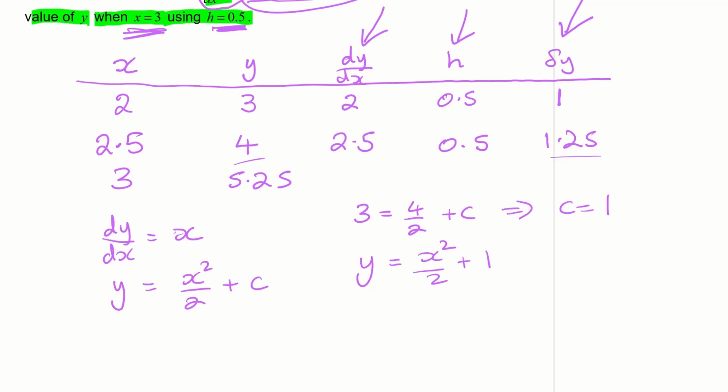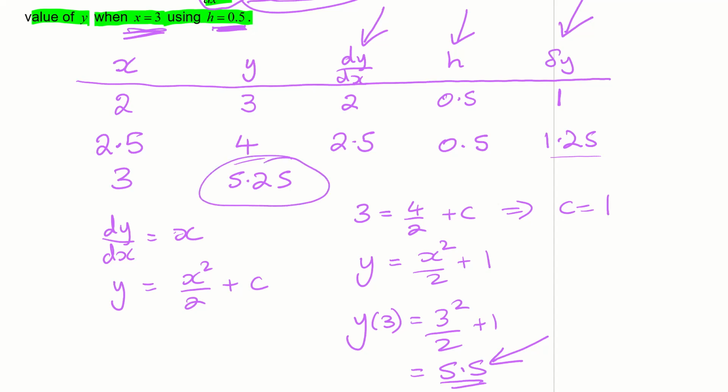And if we work out y of 3, that's going to give us 3 squared on 2 add 1. So that's 9 divided by 2, 4.5, add 1 is 5.5. So this will be the absolutely accurate answer. This is what we estimated using Euler. We could have been much more accurate than that if we'd used a smaller step length.